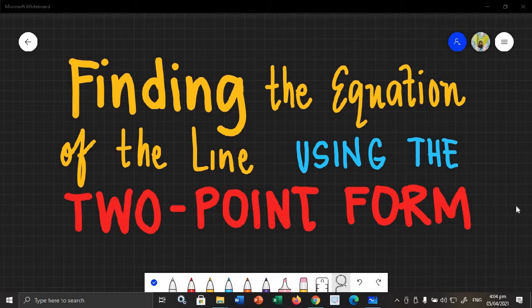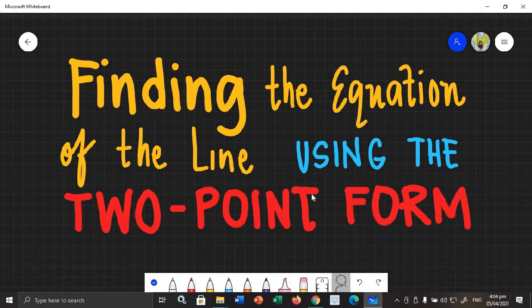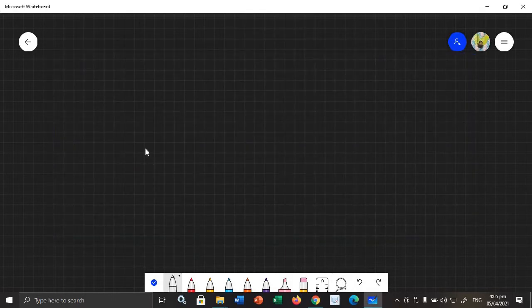First, we need to assign values to the given ordered pairs, to the given 2 ordered pairs to be exact. And then next, we need to substitute the values to the two-point form, which I'm going to show you later on. And lastly, we need to transform the equation to the standard form of linear equation, which is ax plus by equals c.